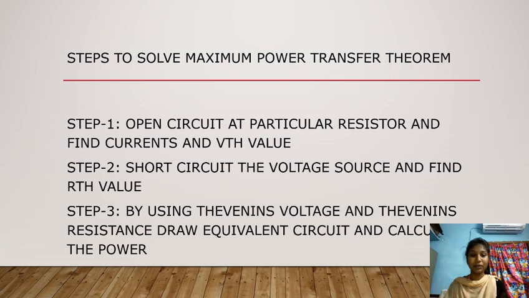Step 1: open circuit at a particular resistor and find the Vth value. Step 2: short circuit the voltage source and find the Rth value. Step 3: by using the Thevenin's voltage and the Thevenin's resistance, draw the equivalent circuit and calculate the power.